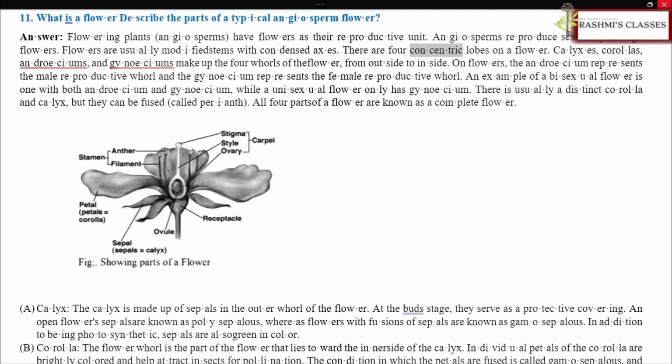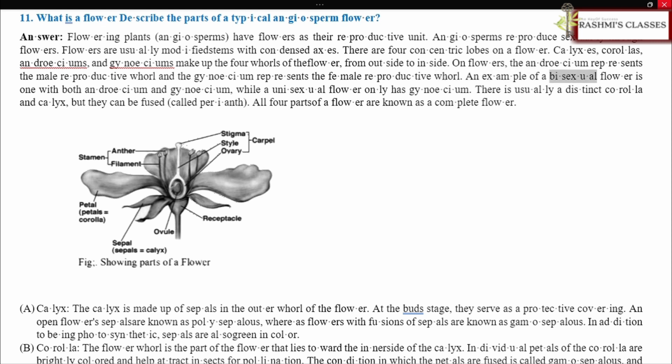There are 4 concentric whorls on a flower. Calyxes, corollas, androeciums, and gynoeciums make up the 4 whorls of the flower, from outside to inside. On flowers, the androecium represents the male reproductive whorl and the gynoecium represents the female reproductive whorl.